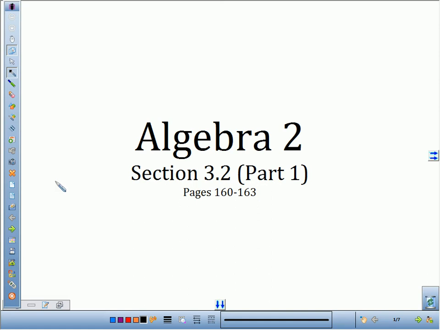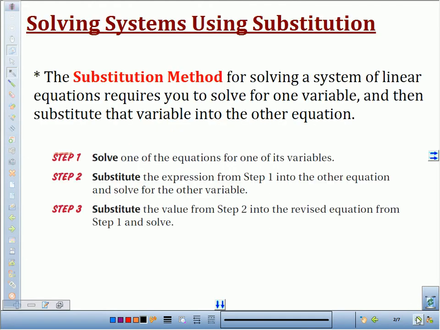These are the notes for Algebra 2, Section 3.2, Part 1 in your textbook. I've split Section 3.2 into two separate parts. The entire section covers page 160 to 163 in your textbook. The first part of Section 3.2 deals with solving systems of equations using this method of substitution.